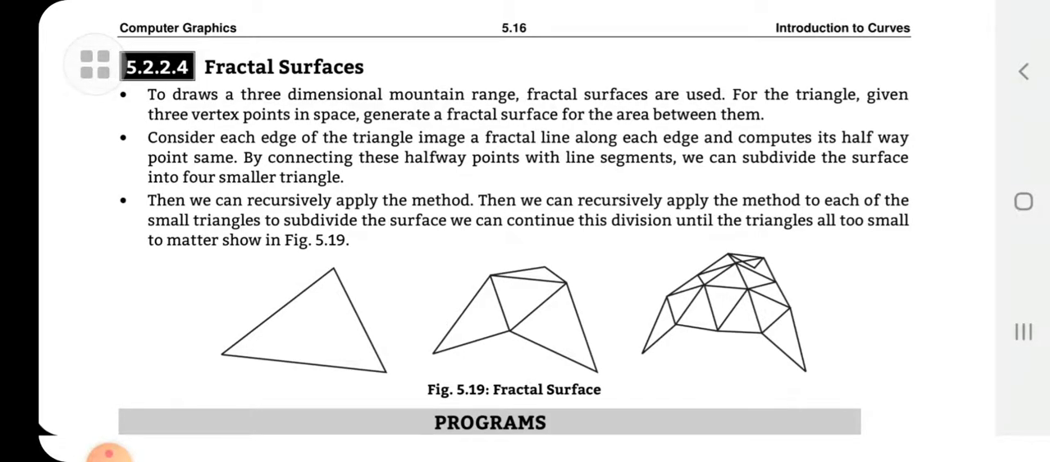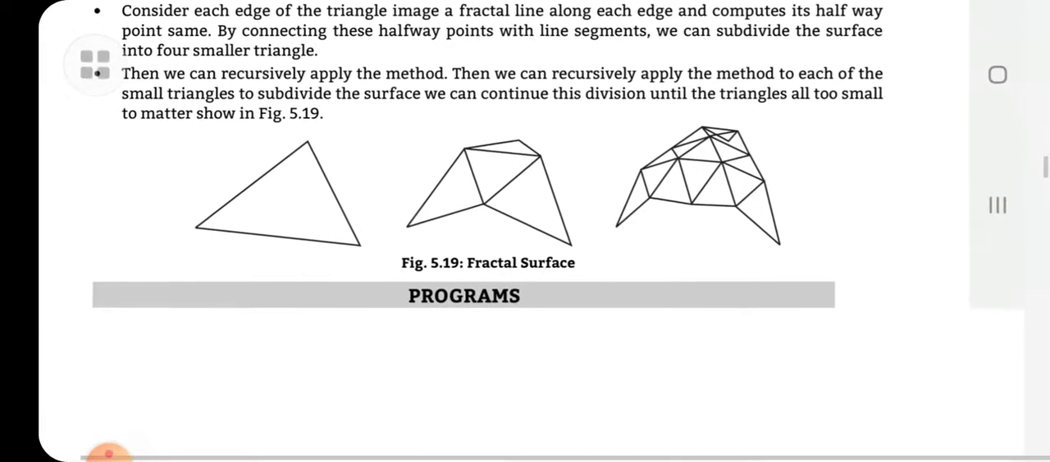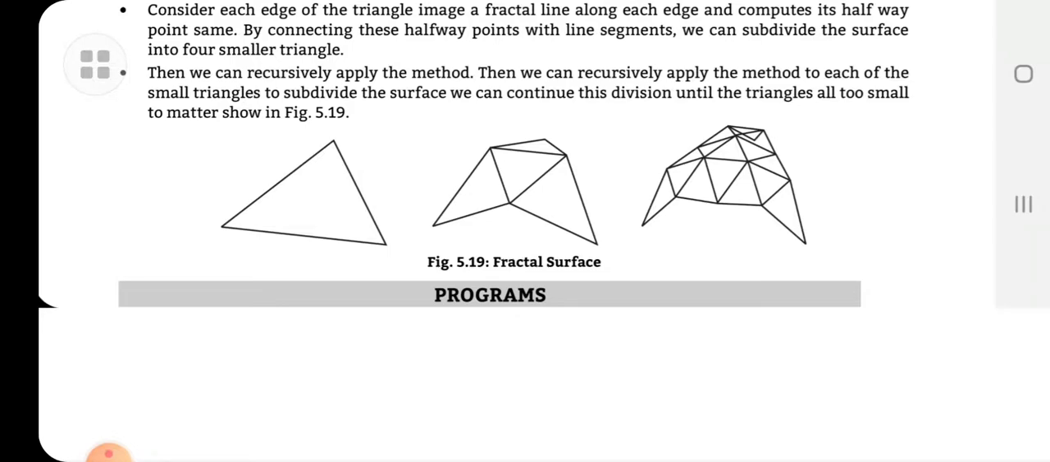We can continue these divisions until the triangles are too small to matter, and this is what the fractal figure shows. The first figure shows only some triangles, and after subdividing these triangles we can make a fractal surface, and the last, third figure uses multiple triangles with multiple divisions. And then after that, the C program to draw a Bezier curve is here.